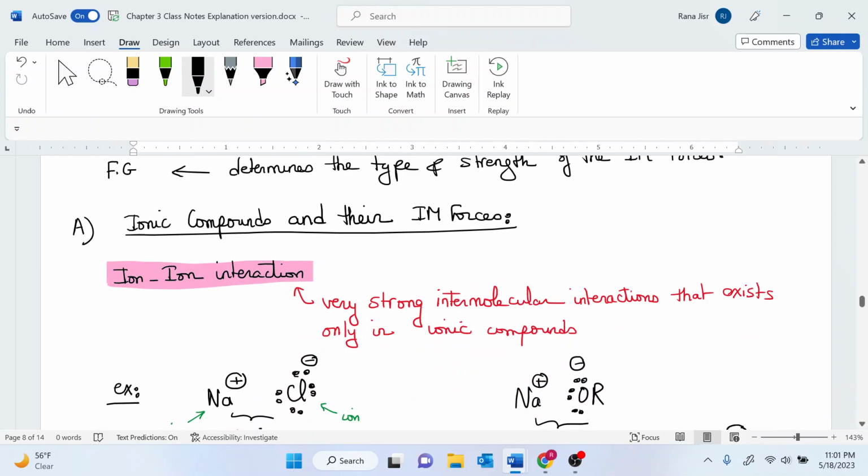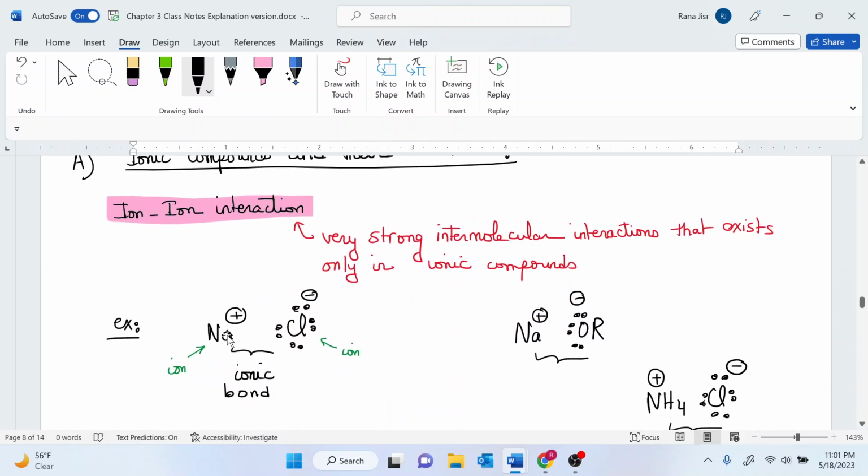The strongest is an intermolecular force that occurs between two ions. The ions can be either atoms or polyatoms. So this is an example of sodium chloride. Sodium is positive, chlorine is negative. Charges should balance each other. The type of bond is an ionic bond.